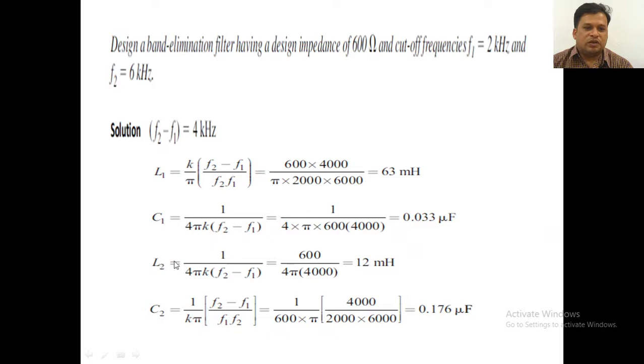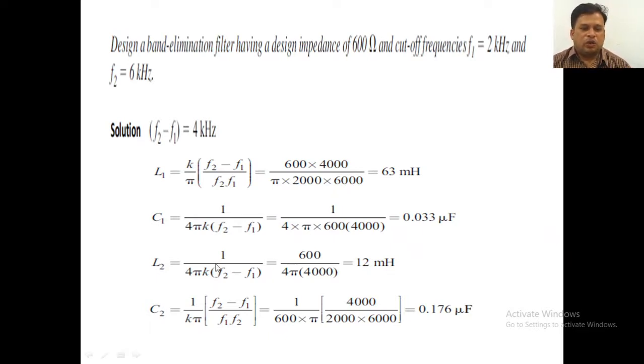Now L2 is equal to k by 4 pi into f2 minus f1, that is 600 by 4 pi into 4000. The f2 minus f1 value goes in the denominator. So 600 by 4 pi into 4000 is equal to 12 millihenry.